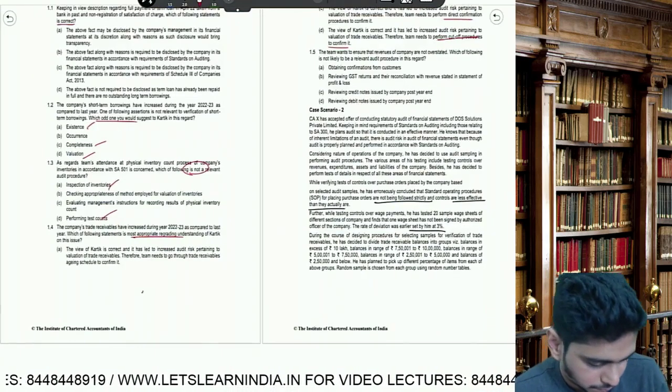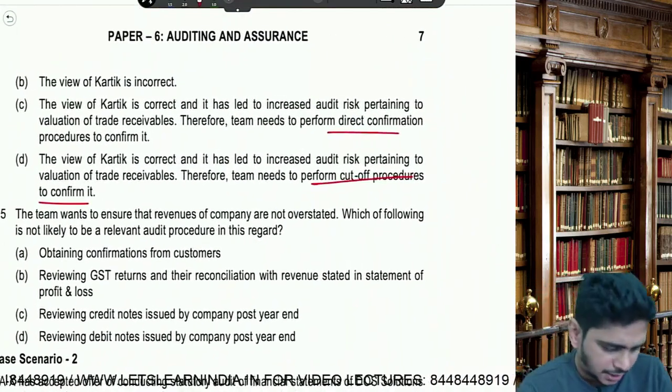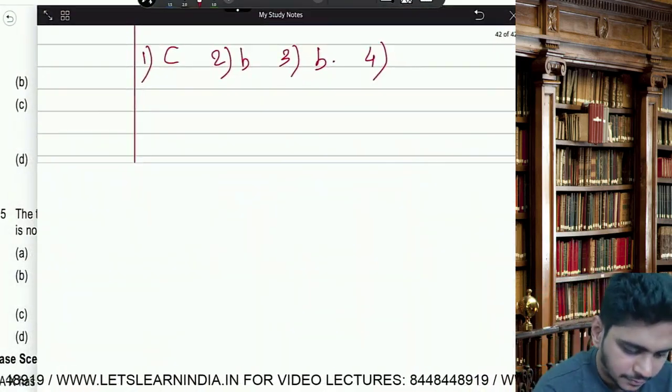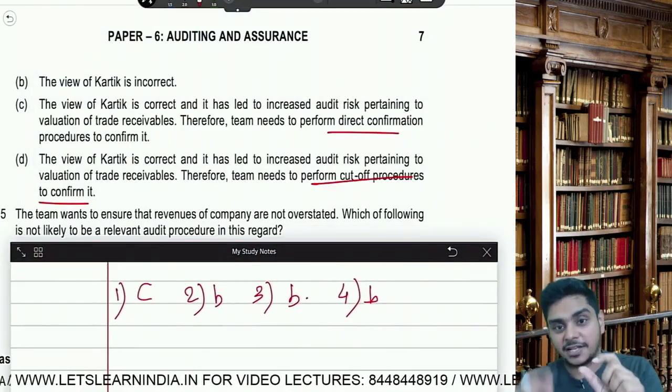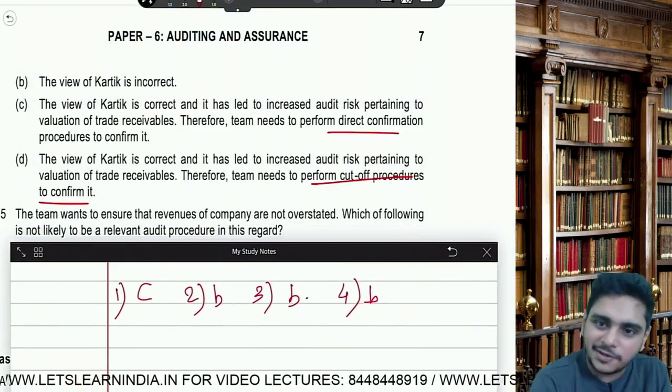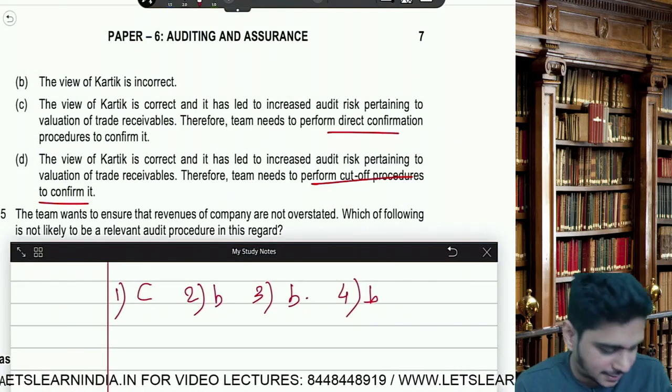Incorrect. So trade receivables, sales must have increased. I would say it is incorrect. See, three are pointing towards correct and they have just changed the last words. So which one is the odd one? B. So ideally you have to think like that also. The view of Karthik is incorrect.